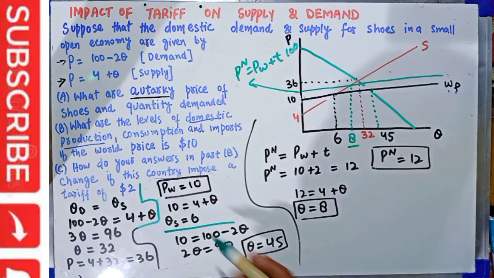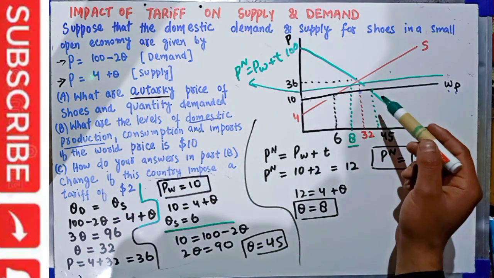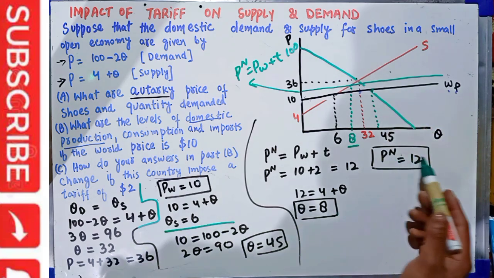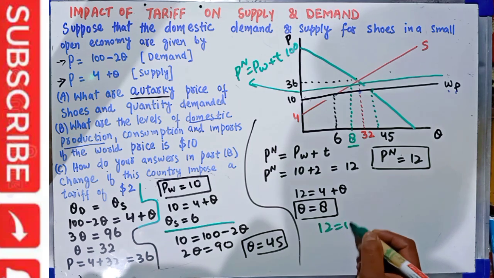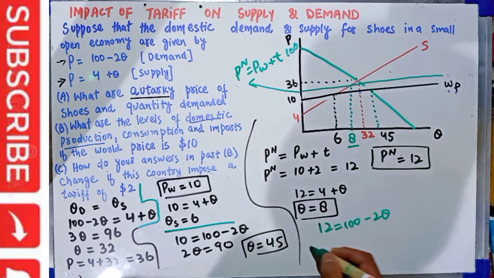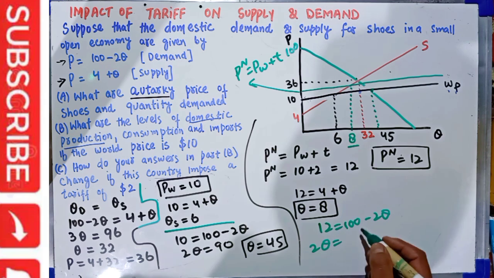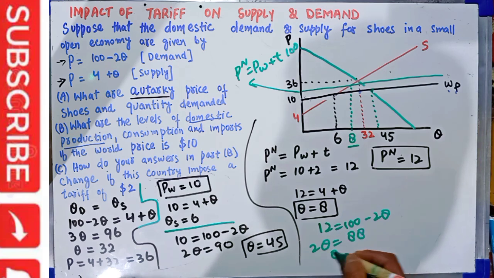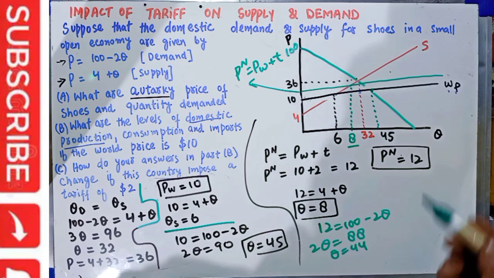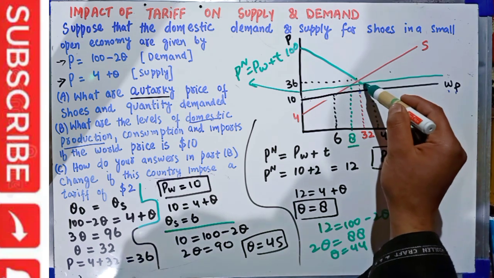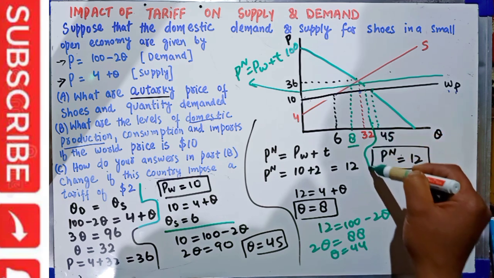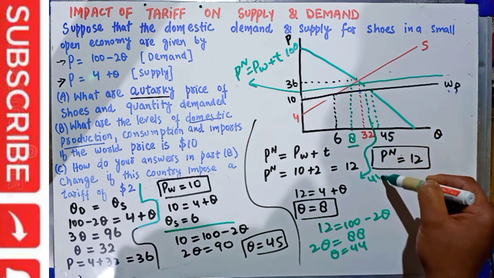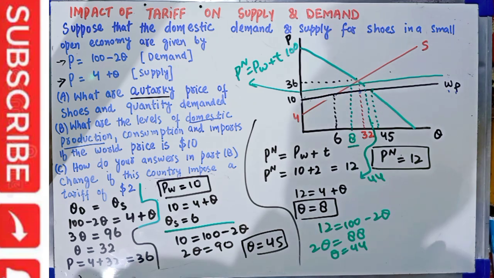And what is the quantity consumed? Simply plug Pn equal to 12 back into the demand function, that is 12 is equal to 100 minus 2q, or 2q will be equal to 100 minus 12, which is 88, which gives us q will be equal to 44. That means 44 units will be domestically consumed.